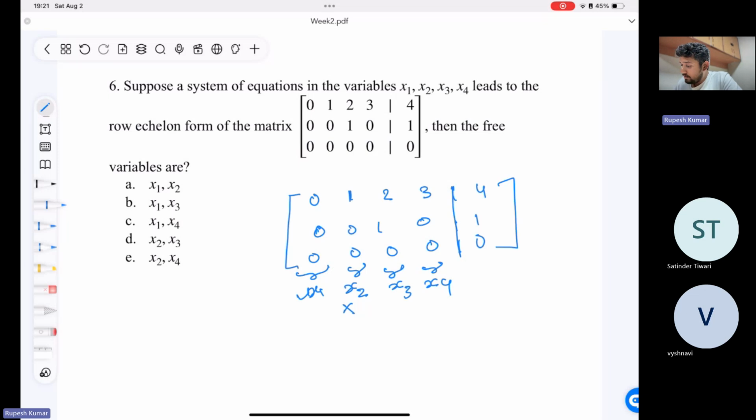X3 again has a pivot element, so it is again not a free variable, and x4 doesn't have any pivot element, so x4 is a free variable, right? So the correct answers are x2, x1, and x4, which is option C, right?